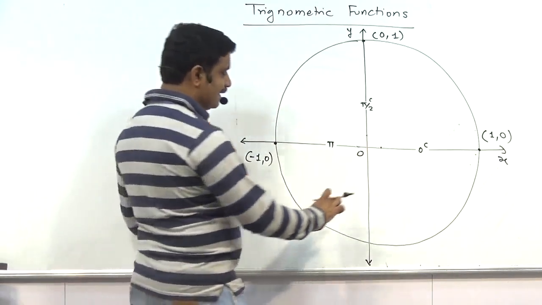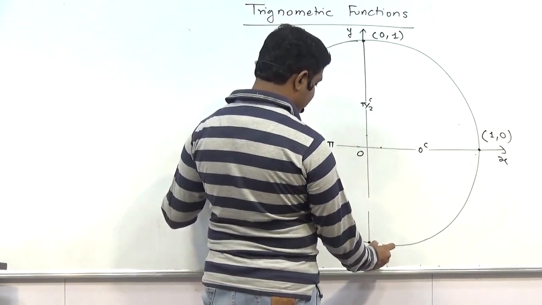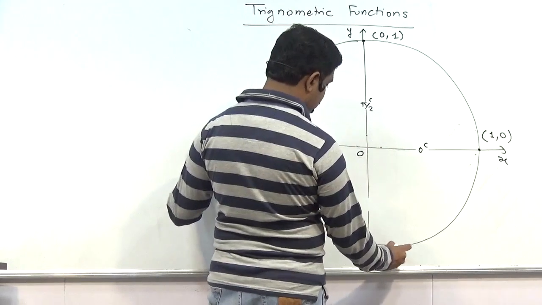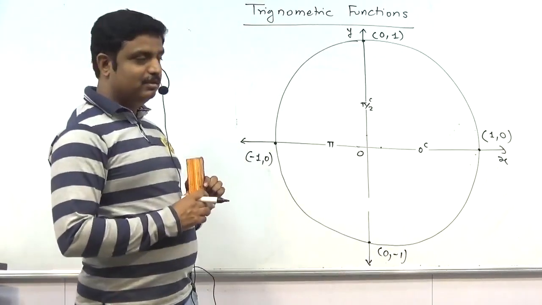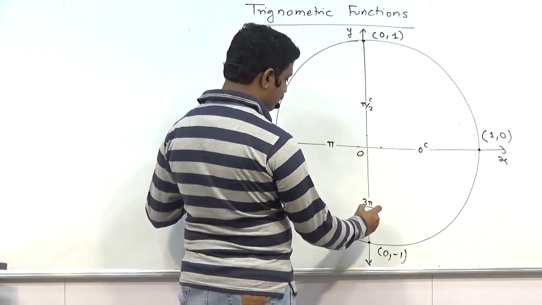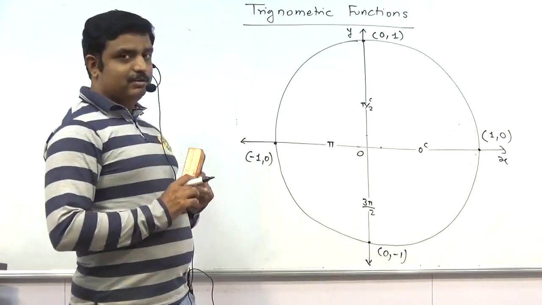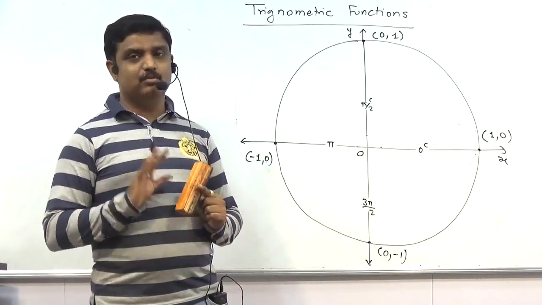What will be the coordinates of this point? Yes, 0, minus 1. Very correct. What is this angle? 3 pi by 2. Correct. Once we know this, we can write the trigonometric function of any of these 4 angles now.